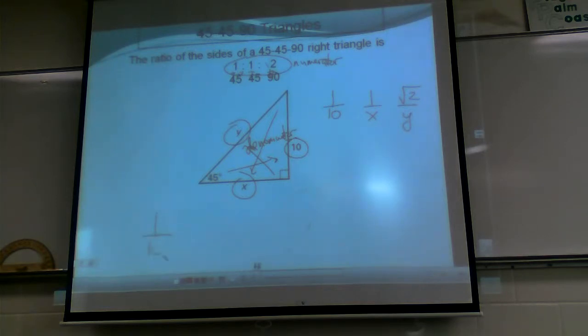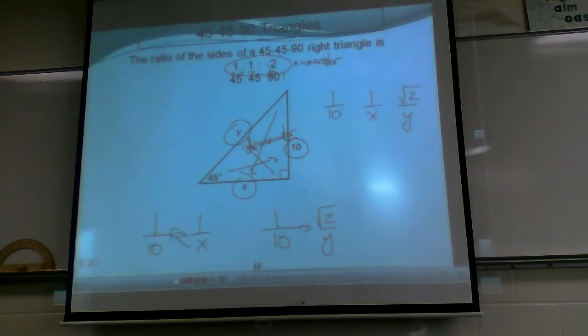Such as I can do 1 over 10 equals 1 over x, and I can do 1 over 10 equals square root of 2 over y. But when you match them up, you obviously need to have one side that has numbers on both top and bottom, or else you can't really solve these out. And then you would just cross multiply. Matching these up is the first step, throwing them into a proportion is the second, and then cross multiplying to solve them is the last step.